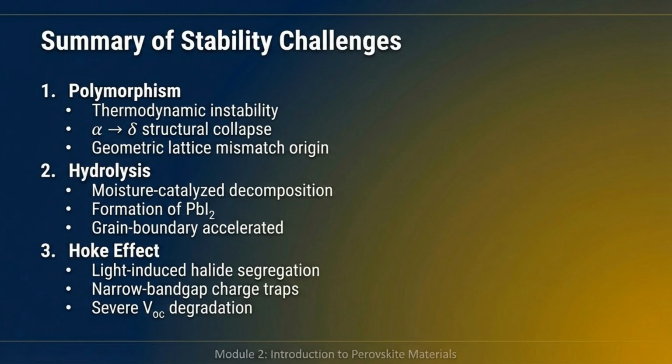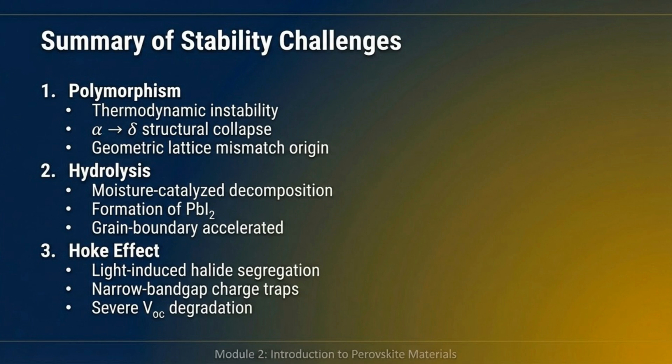All three mechanisms highlight a central theme. Halide perovskites are soft ionic crystals. Their structural flexibility enables exceptional optoelectronic performance. But that same softness introduces vulnerability. Therefore, any stabilization strategy must address geometric lattice mismatch, environmental protection, and suppression of ionic mobility.